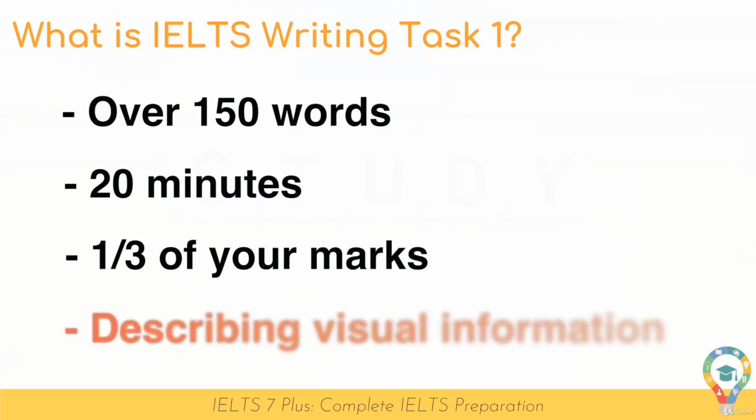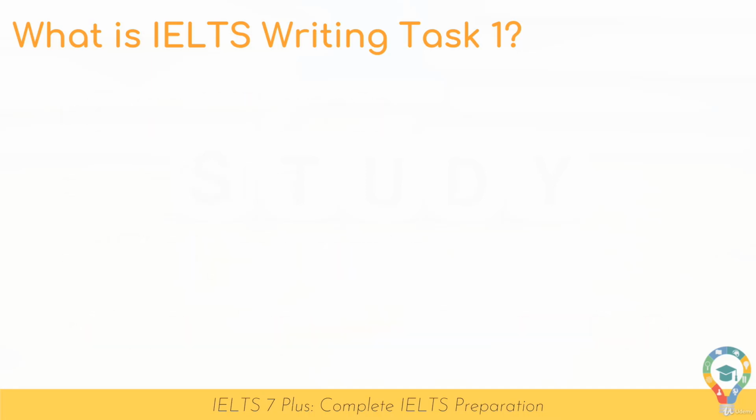To summarise IELTS writing task 1, you must describe some visual information that is presented to you. There are a number of ways that this information could be presented to you, but it more often than not comes in graphs, charts, tables and diagrams. Let's take a look at the 6 types of data that you could be shown.